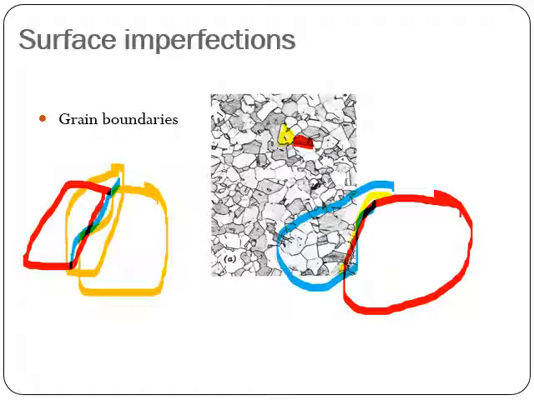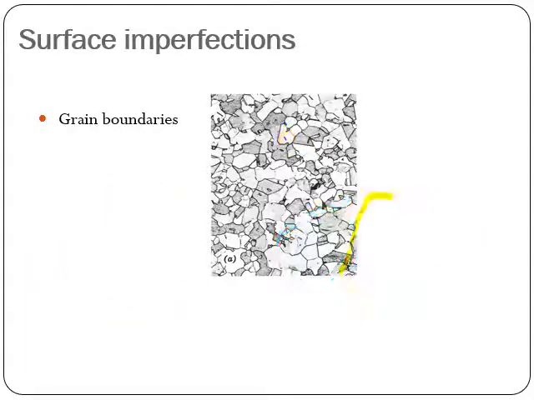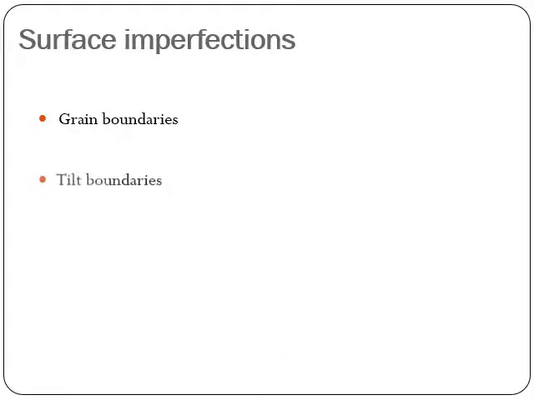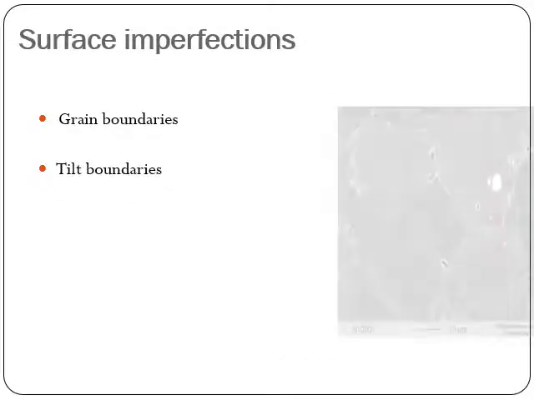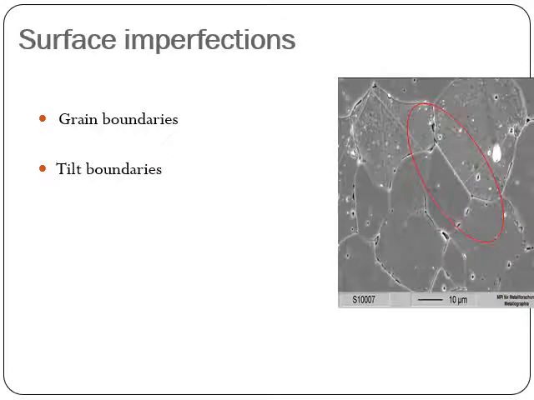So grain boundaries are the regions of weak atoms. The atoms which get squeezed in between the grain boundary are the weak point to originate the crack or to initiate the failure. Next is the tilt boundary. See, as I said, this is one grain which has a boundary, and this is one more grain which has this boundary.